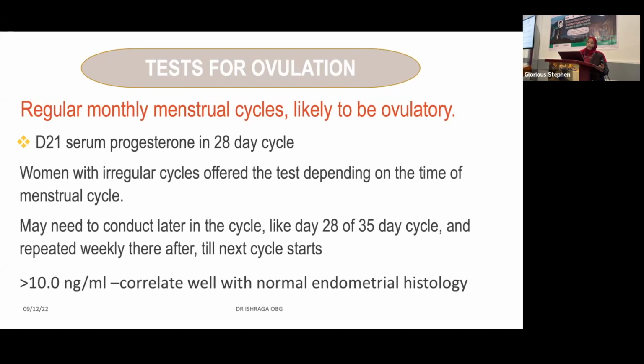They may need to have it done later in the cycle, like day 28 if the cycle is 35 days, and repeat weekly thereafter until the next cycle starts. If more than 10 nanograms per ml, it correlates well with normal endometrial status.